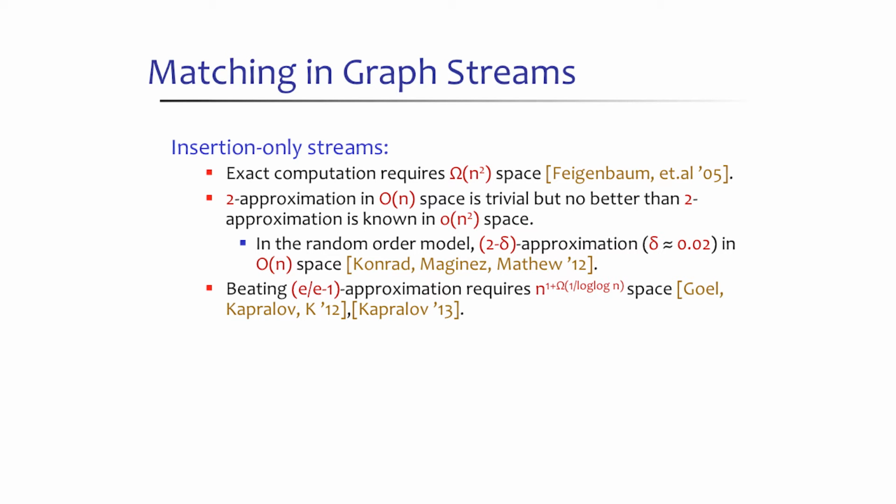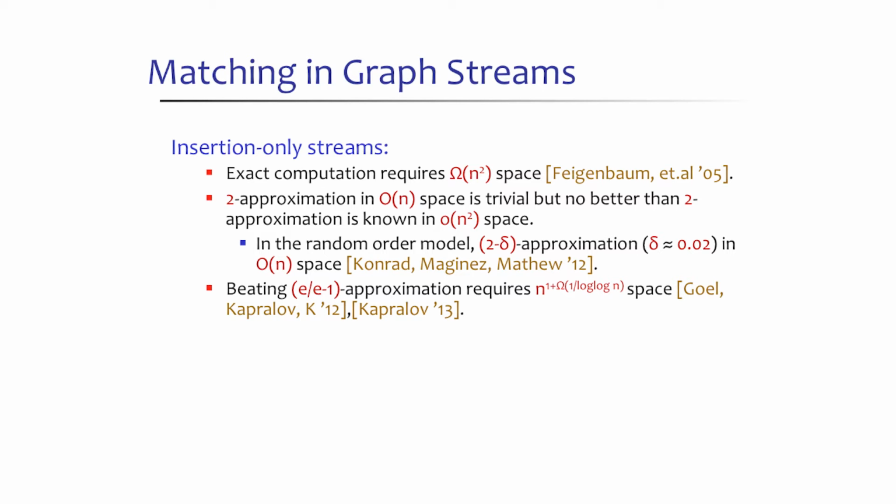And here the main question has been to beat this factor 2 by using n polylog n space. At the moment, the only interesting progress in this direction is if you assume that the edges are being revealed to you in a random order, then you can get some small improvement over the factor of 2. It's a very small improvement, and this already requires a fair bit of work to get. We are also aware of a barrier here, which is an absolute constant, e over e minus 1. If you wanted to get an approximation better than this factor, then you need superlinear in n space.